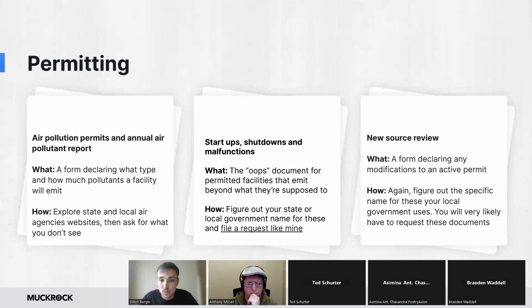So new source reviews are kind of related to the startup shutdowns and malfunctions, in that they give you a more granular picture of, okay, this is what the permit says, this is what's actually happening. Yeah, the way to find these, again, is to figure out the specific name that your local government uses for these, and you'll very likely have to request these.